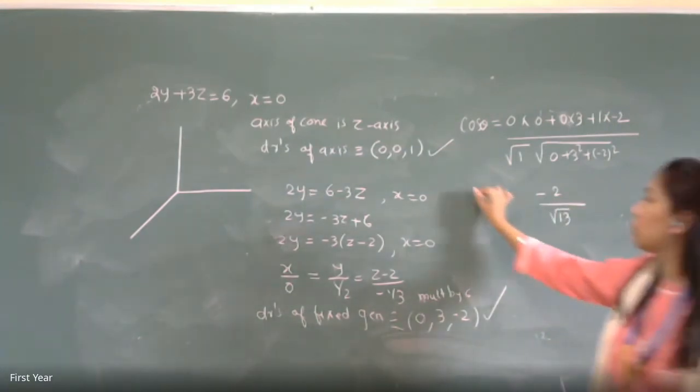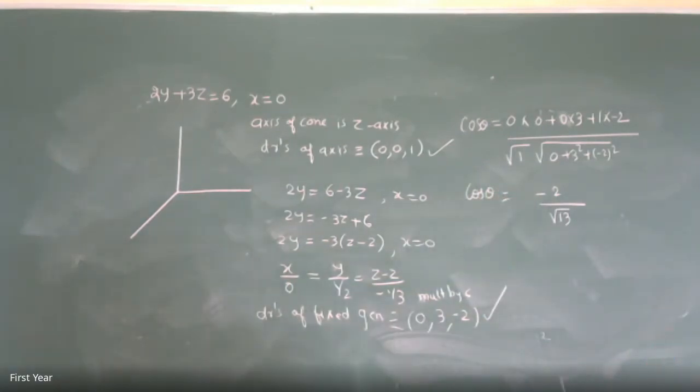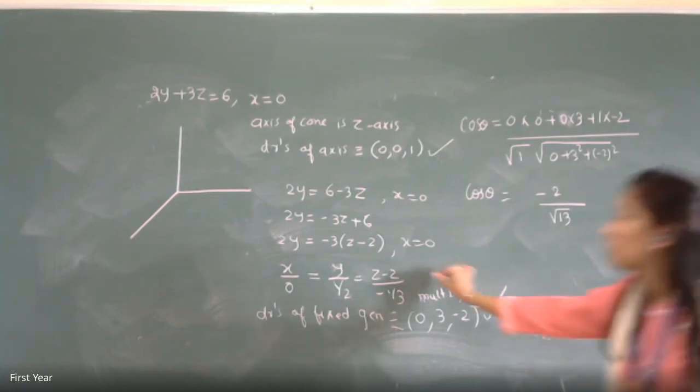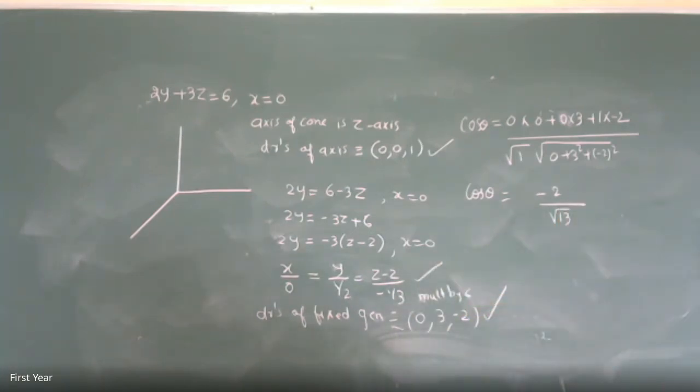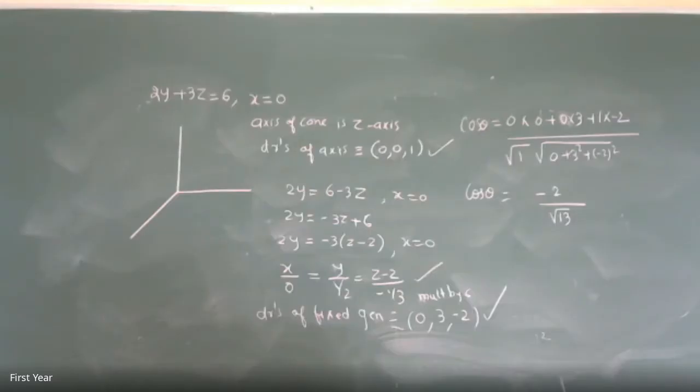So you got the cos theta. Okay. Now tell me, can you tell me what the vertex from the generator is? We can find the intersection point. Yes, it would be 0, 0, 2. Put 0, 0, 1 in the equation.